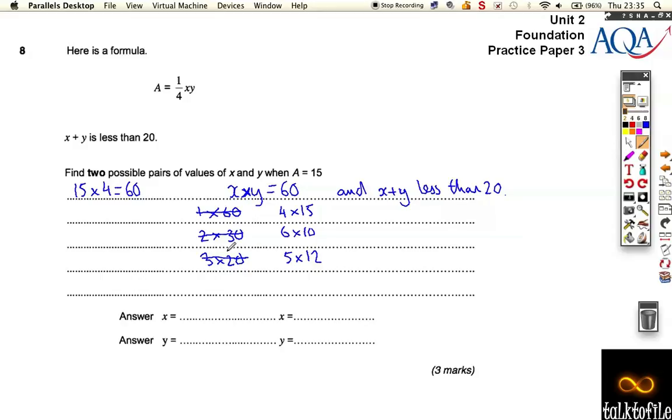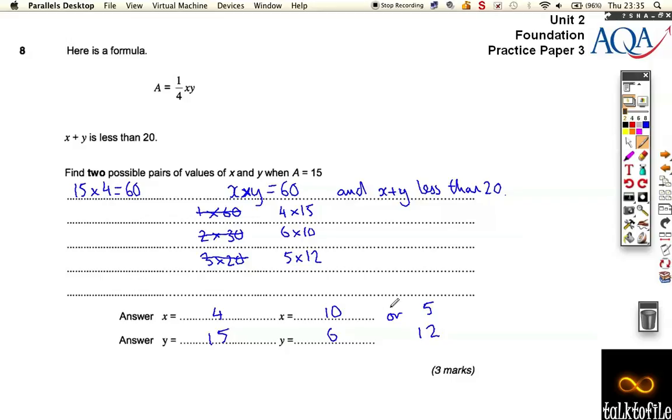So basically, if x is 4, y has got to be 15. That works, because they add up to 19. Could have, if x is 10, y is 6. Or I could have, if x is 5, y could be 12. I could have any of those.